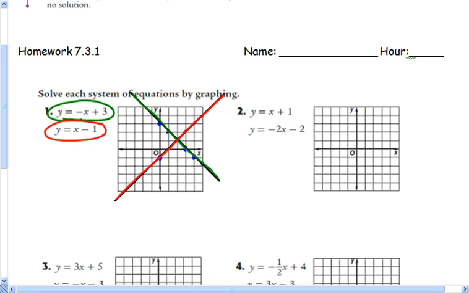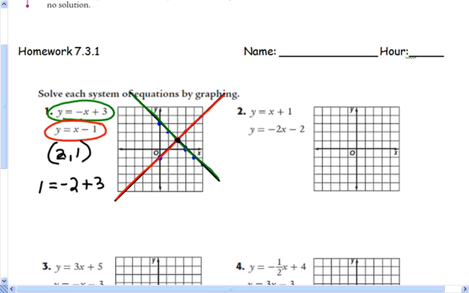And the place where they cross, that one spot right there, the black dot there, that represents the solutions to both of these equations. I'm going to write that point down. That is 2, 1.